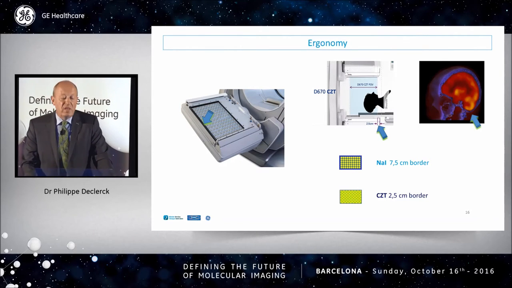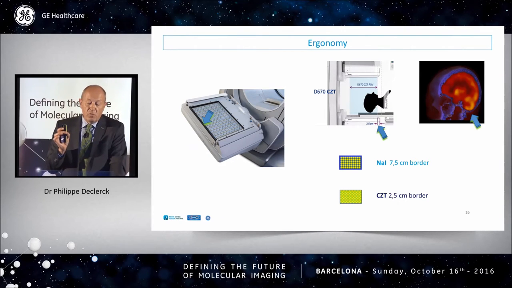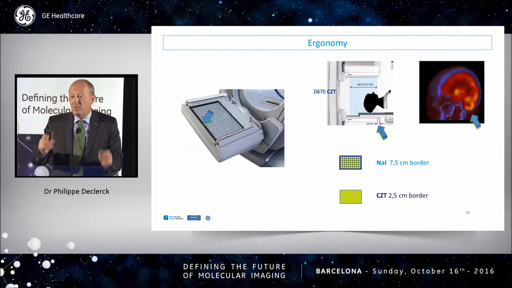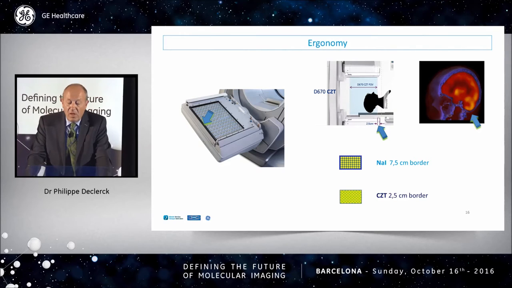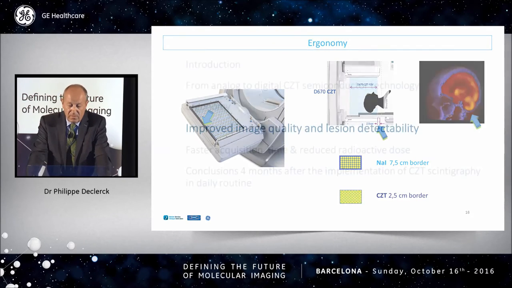Important is the edge of the detector. With the usual detectors we have now for sodium iodide, you have a border of 7.5 centimeters. With the new one, with the digital one, you have a detector border of 2.5 centimeters. Why is that important? It's important if we scan brain or if we want to scan lungs. Because you can easily put the brain in the field of view and it's easy to put the lungs in the field of view. You gain 5 centimeters.